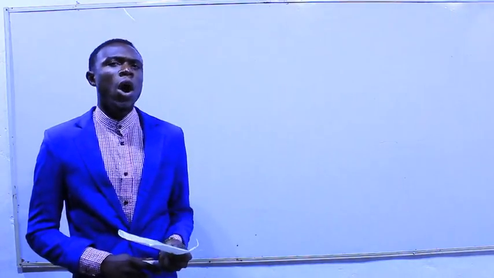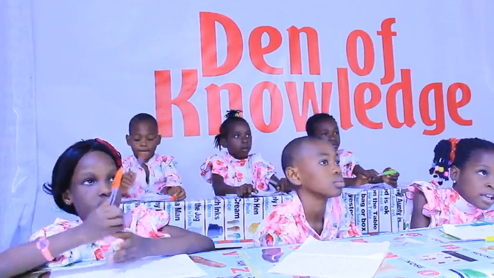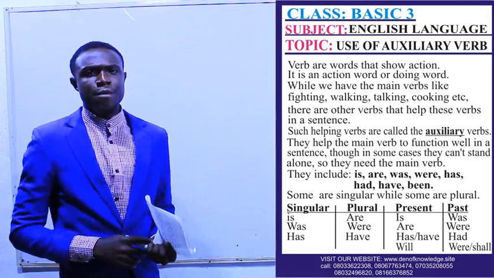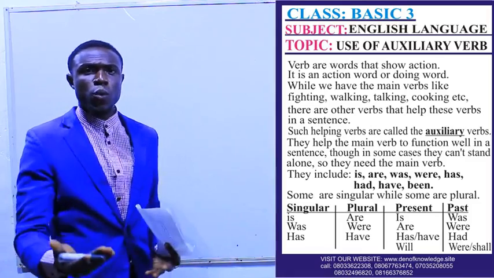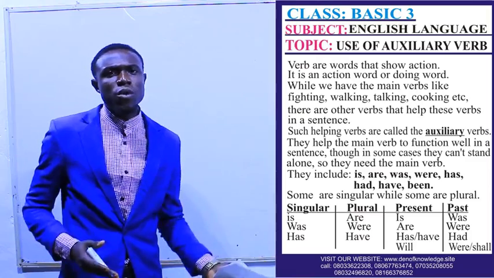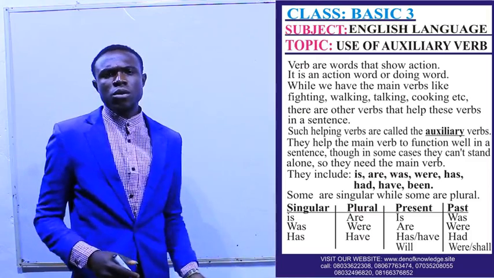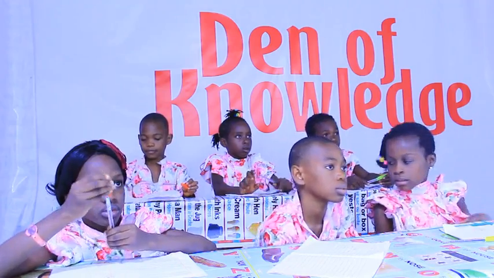Today we talk on a topic, use of auxiliary verb. Now, you know what a verb is. A verb is an action word or a doing word. Whatever you are doing, even now, is a verb.